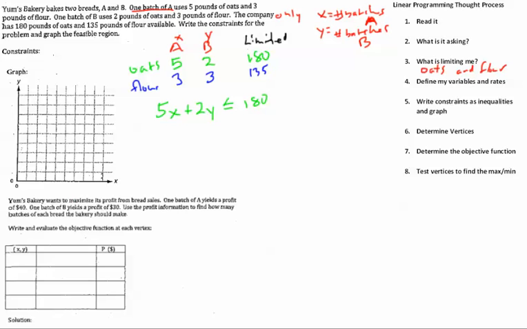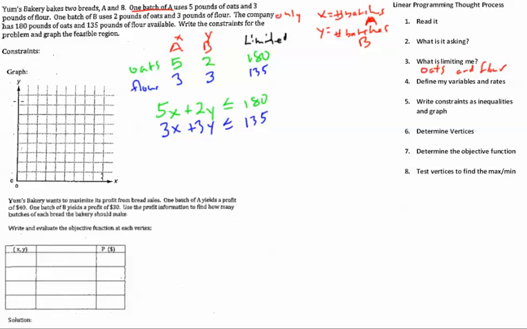In a similar process for the flour, I need 3 pounds of flour per batch of bread A, 3 pounds of flour per batch of bread B, and that total needs to be less than or equal to my available amount, which is 135 pounds of flour. So again, we have our rate of 3 per number of batches, 3 per number of batches.